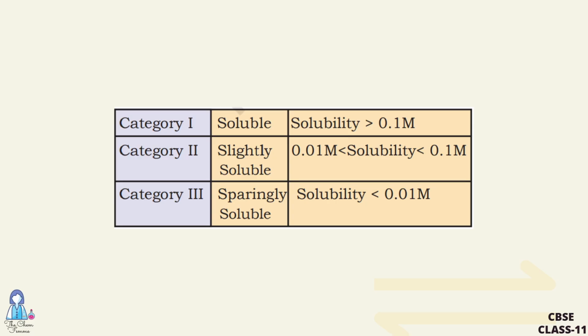So based on the solubility in water, you have the category of ionic salts as category 1, 2, and 3, where they're soluble, slightly soluble, and sparingly soluble respectively. So this I just pulled from your textbook, and this talks about the concentration and solubility, and that's basically how this topic ends.